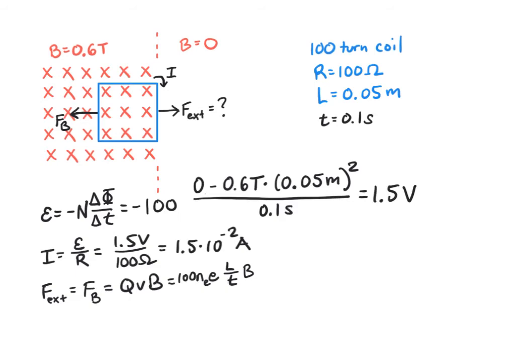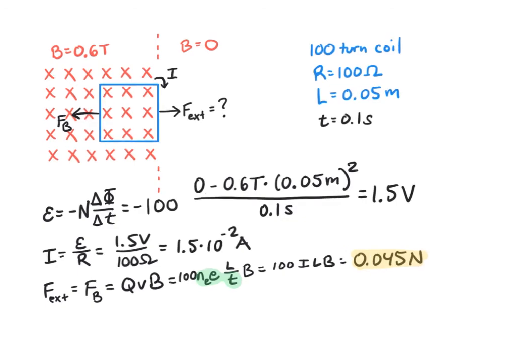Now, if you think about it, the number of electrons per turn of the coil times the charge on each electron divided by the time it takes them to travel the length of that side of the square is just another way of describing the current through each turn of the coil. We know what the current is, we found it, and we were given L and B, and when we put this all together, we get 0.045 newtons.